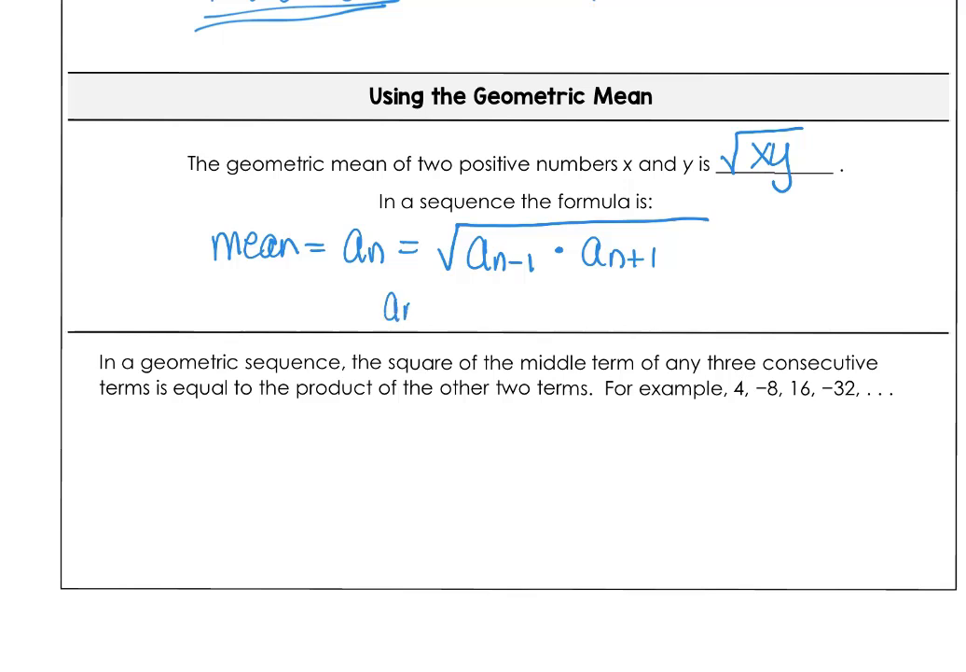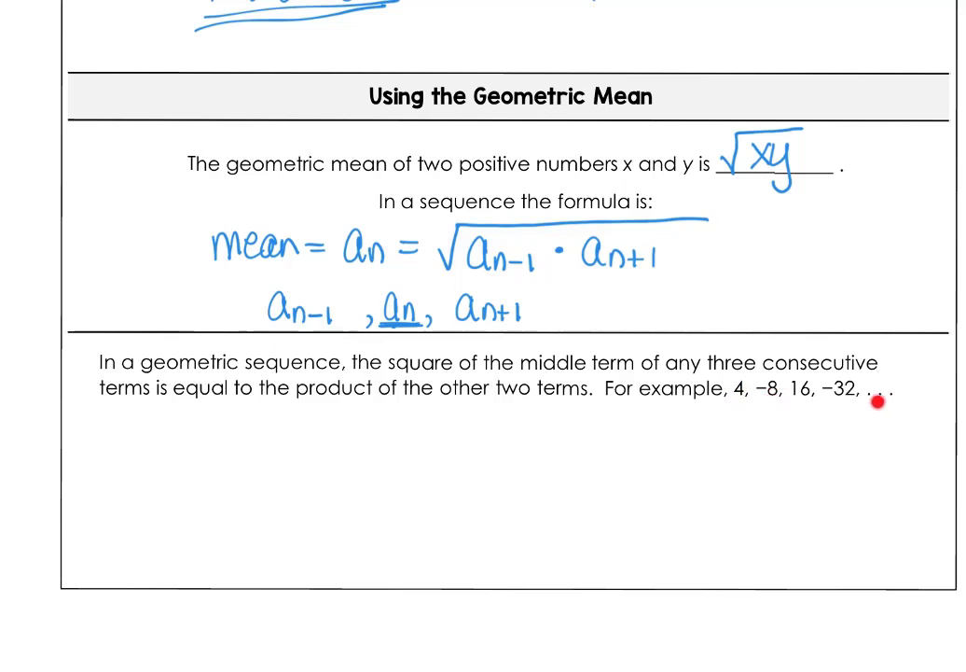If this is the term we're wanting, the term that comes after is one more than the one we're wanting, and the term that comes before is one less than the one we're wanting. This is the mean here. In a geometric sequence, the square of the middle term in any 3 consecutive terms is equal to the product of the other 2 terms.